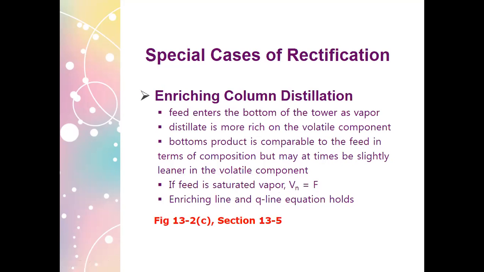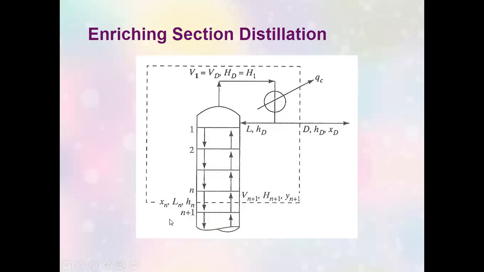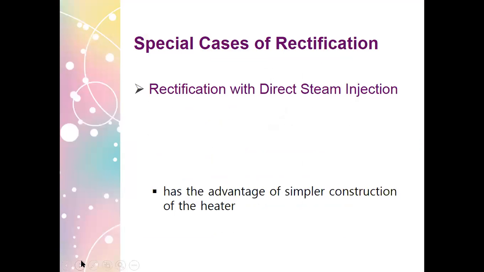The enriching line and the Q line equation, when you have the scenario in which you have a complete column, having both enriching section and stripping section, would still be the same. In the case of enriching section distillation, this will be the cutaway view for that. Okay, so the N plate is this one, and this is your N plus 1.